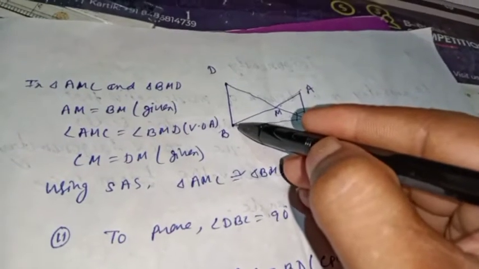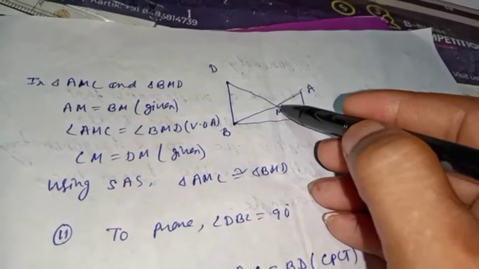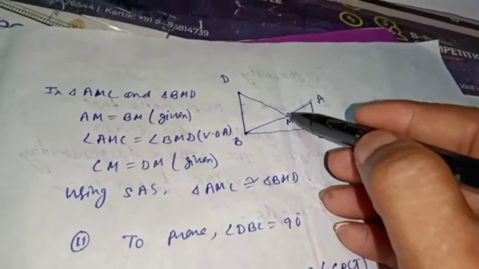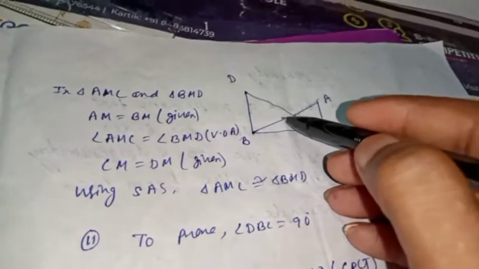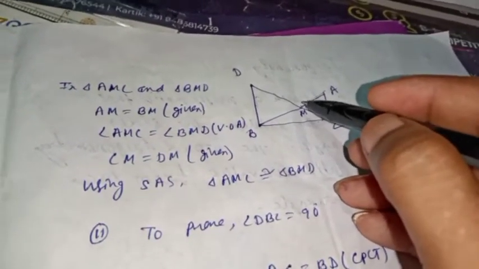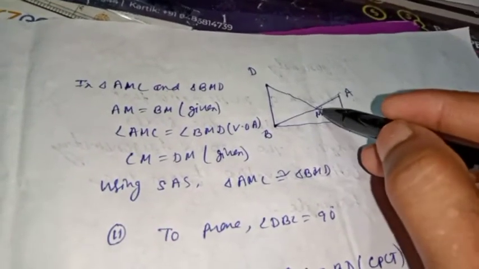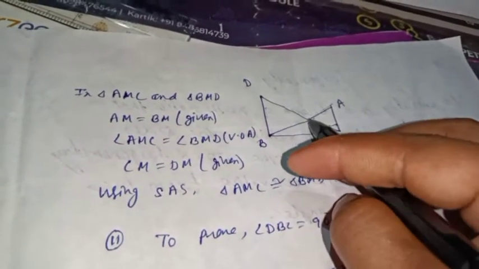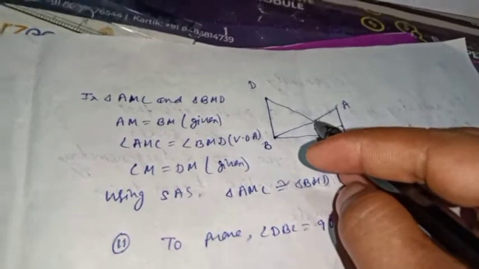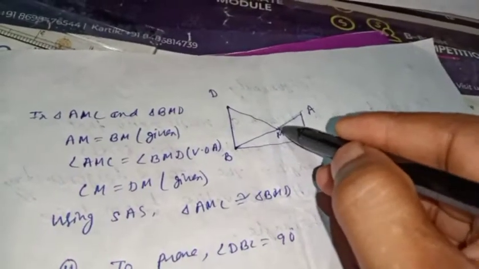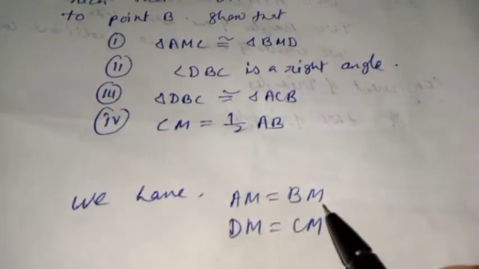Maybe when I have drawn this figure, it is not matching like a midpoint, but you can draw the figure correctly from the book. It is given in the book. Try to understand the concept. So M is the midpoint of AB. That means AM is equal to BM. So you can write, given AM is equal to BM.